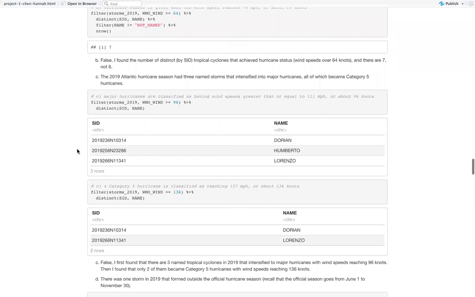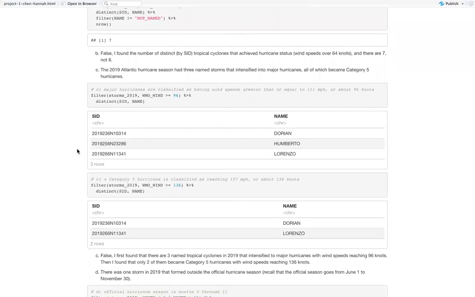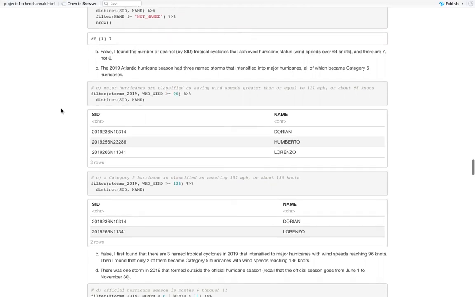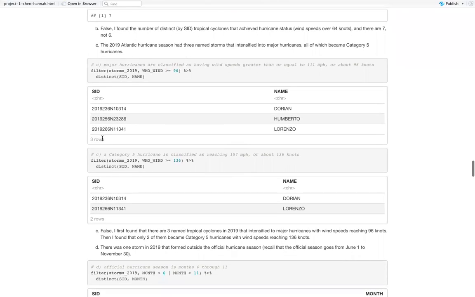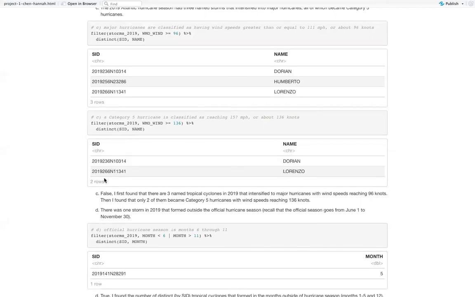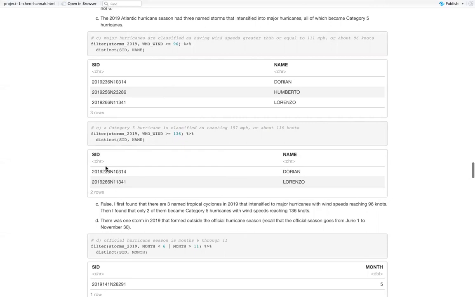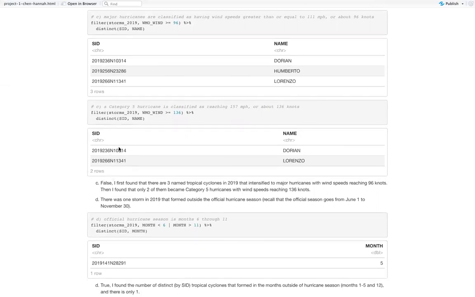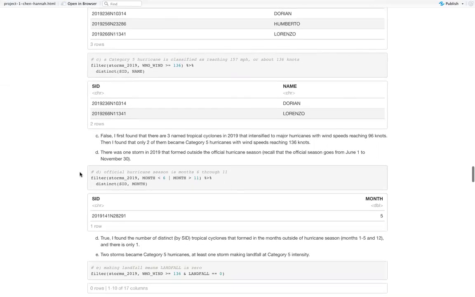And then for C, can also be broken down into 2 parts. The first one is that we have 3 named storms that intensified into major hurricanes, which is defined as greater than about 96 knots, and I did get 3. And then for the second part, becoming category 5, which is reaching 136 knots, and I actually got 2. And so instead of all 3 of them, only 2 of them reached category 5, so C is false.